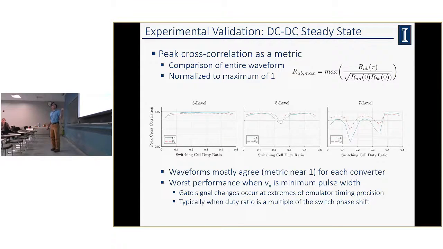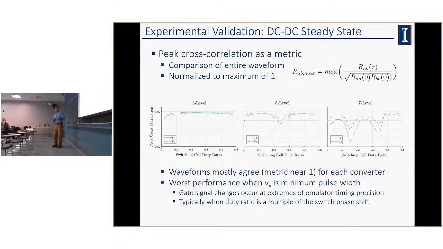So a value closest to unity is a good indicator that the model has high fidelity. Again, plotted for the 3, 5, and 7 level converter across varied duty ratio, we see that the 3 and 5 level mostly have a pretty good correlation score. The 7 level, again, has diminishing performance, though it's not that bad, except all of them have the same common lowest scores at switching cell duty ratios that are an integer multiple of the phase shift of the converter. To sum up why that is, we're noticing that the worst case performance is when VX is at a minimum pulse width.